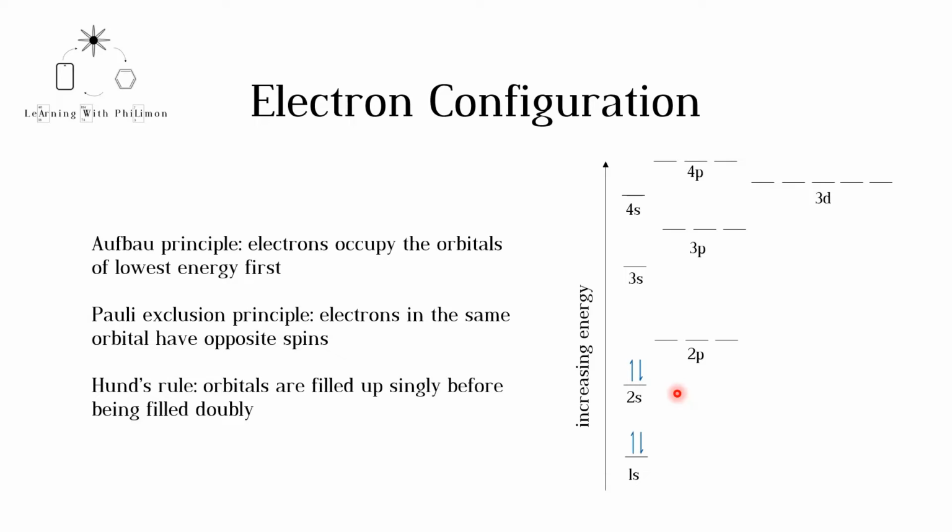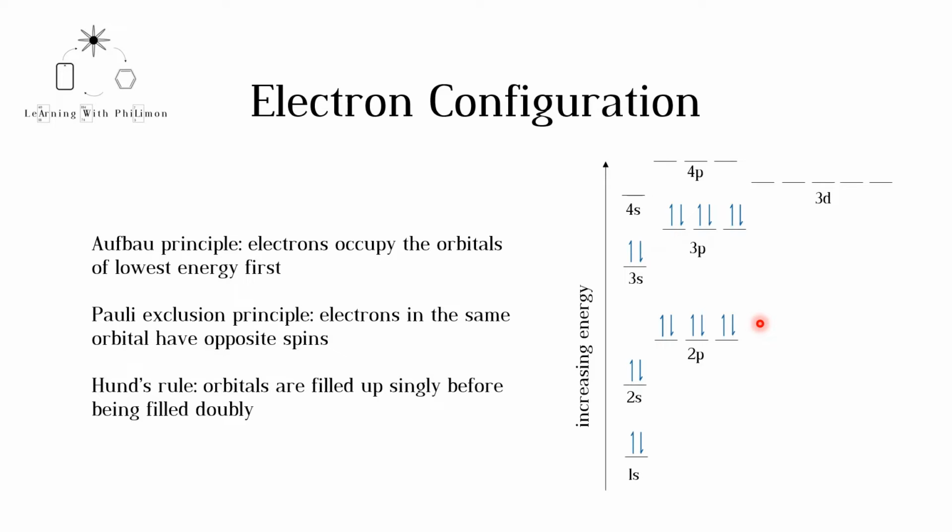The next orbitals in energy to be filled are the 2p orbitals. Here, Hund's rule applies. The orbitals are filled first singly before they are doubly filled. This prevents the repulsion of having two electrons in the same orbital. This would be the electron configuration of nitrogen. If three more electrons are added, the 2p orbitals fill up. The 3s and 3p orbitals are filled in the same way.